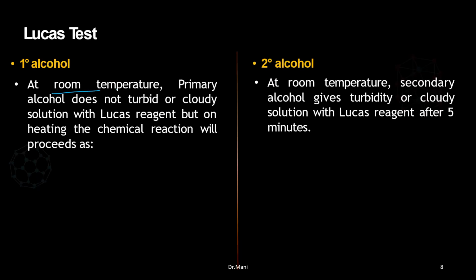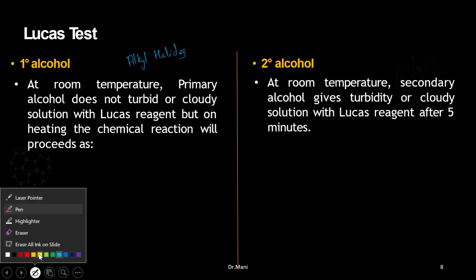So what happens for the primary alcohol? At room temperature, primary alcohol doesn't give a turbid or cloudy solution. If you do it at room temperature, it will not show any reaction. It will not form any alkyl halides. In order to show the reaction, you must heat it. That heating will act like a catalyst and let the reaction happen. Suppose you take RCH2OH.